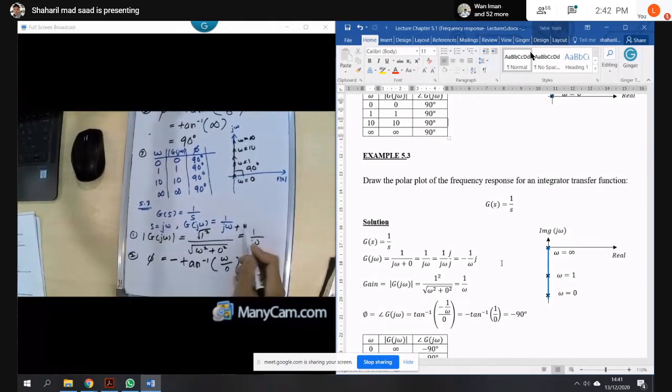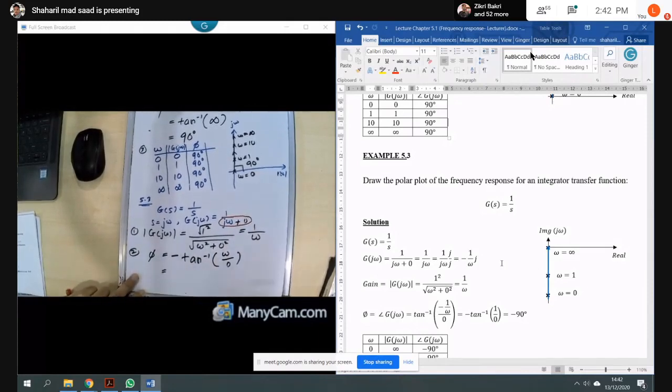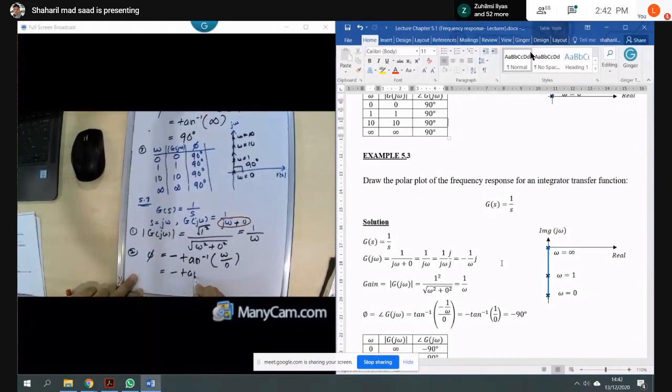Okay, so we just look at the denominator. Now what you got here is inverse tangent of infinity, right? Because it is divided by 0. Now you will always get 90 degrees. Okay. Right?